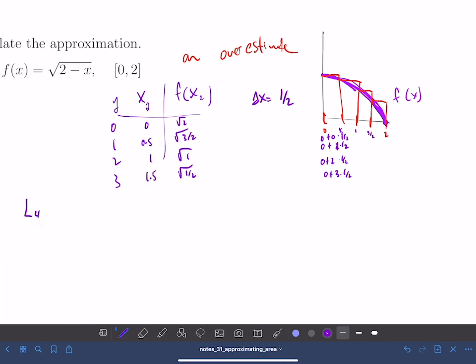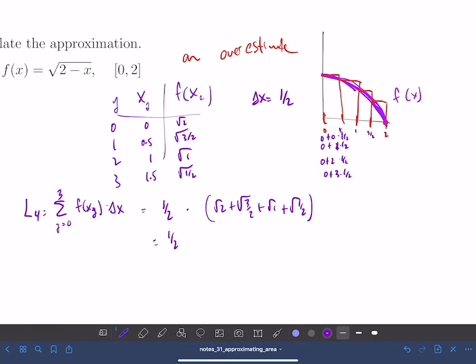L sub 4 is equal to the sum from j equals 0 to 3 of f of x sub j times delta x. I'm going to move that delta x out front and do it later. I'm going to write that as a half times root 2 plus root 3 over 2 plus root 1 plus root 1 half equals, I'm going to get out my calculator and do this. I'm going to go a half, and all I got to do is add up those other values over there.